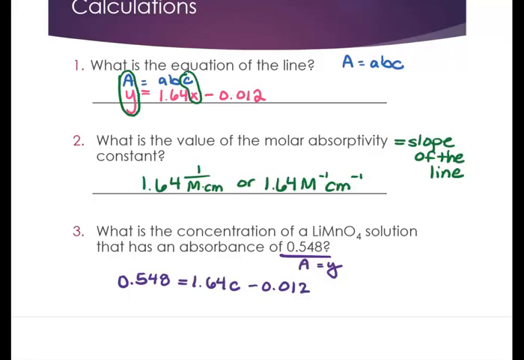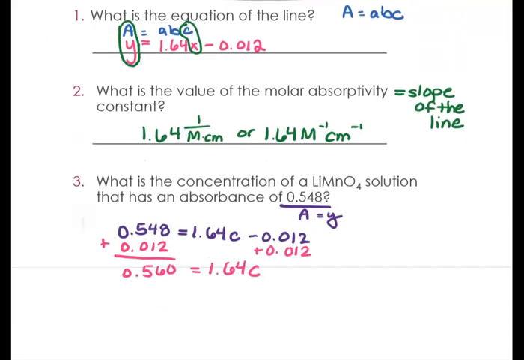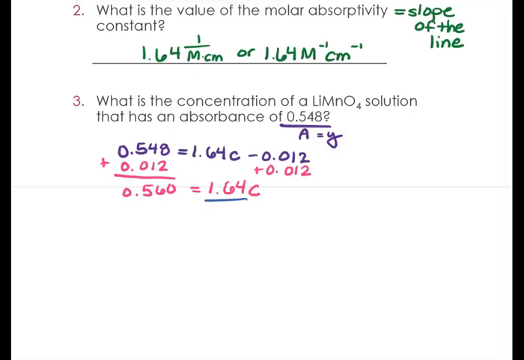So I'm going to start with this minus 0.012. I'm going to add it to both sides, so this term goes away. Add it over here, and I get 0.560 is equal to 1.64 C. And then I'm going to divide both sides by 1.64. And that is going to give me a concentration of 0.341 molar.